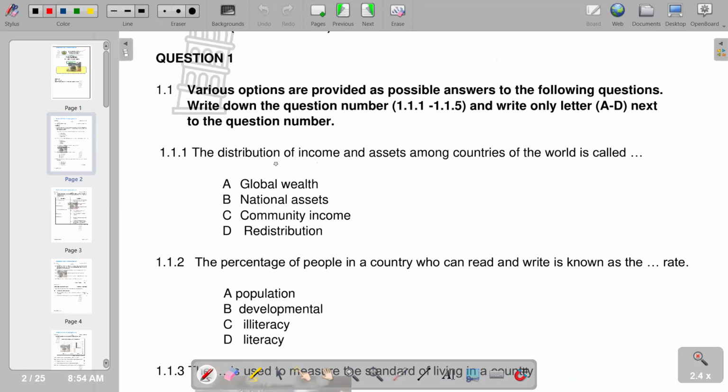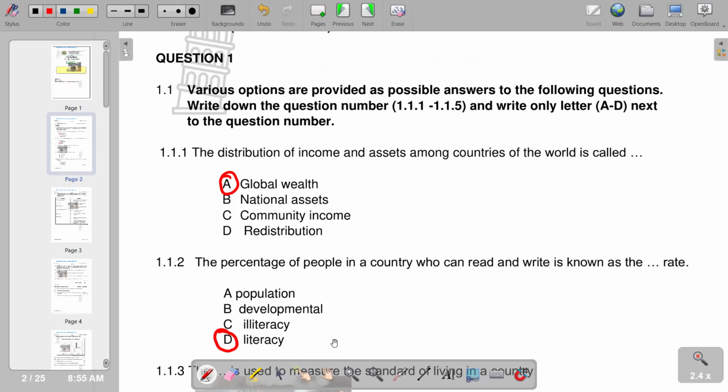The first question reads that the distribution of income and assets among countries of the world is called. So we have got global wealth, national assets, community income, and redistribution. So the correct answer is the global wealth. So we have got A. Number two, the percentage of people in a country who can read and write is known as the dash rate. So this is the literacy rate. We have it D.